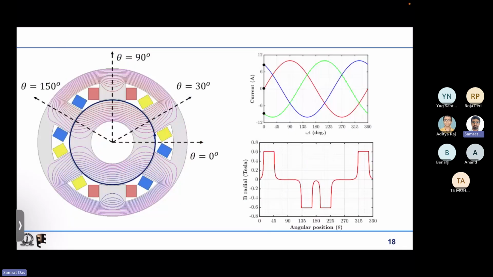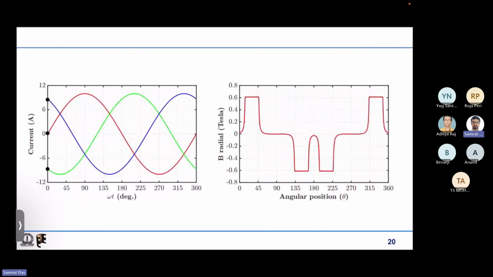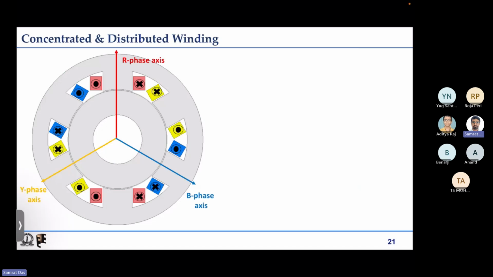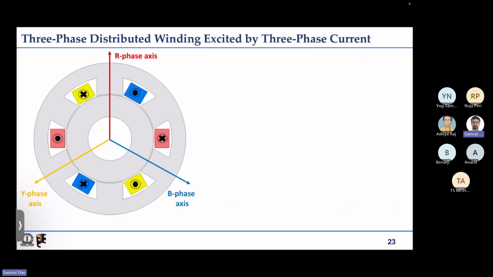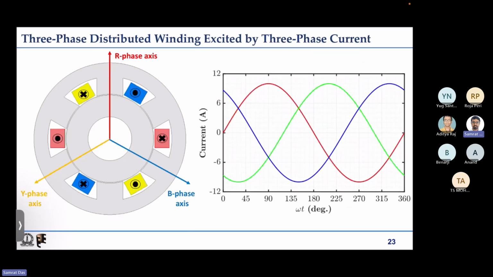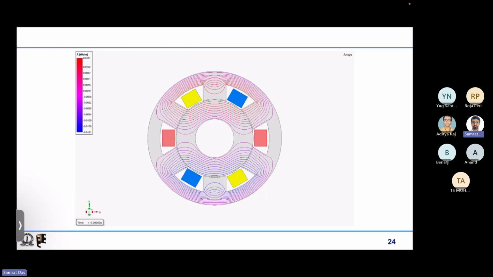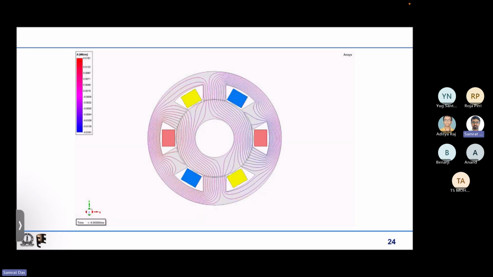Then we went on to see whether we could produce that in some other way also. So we ended up with concentrated or distributed winding. In concentrated winding, the winding is wound around one pole, and in distributed winding, the two sides of a coil are placed in two different slots. We also looked at some visual representations of that, and then we went on to see distributed winding for different slot numbers.